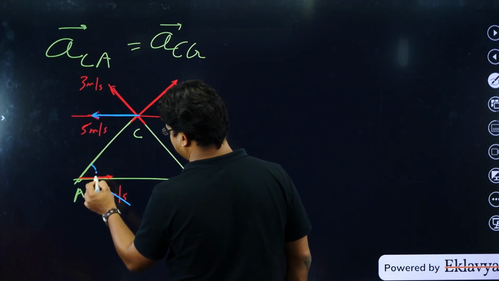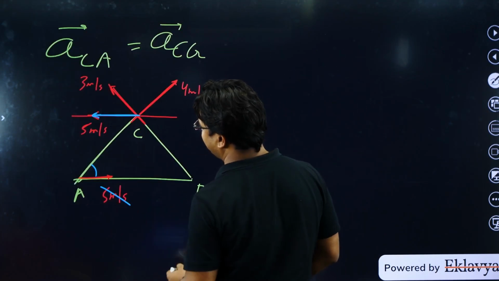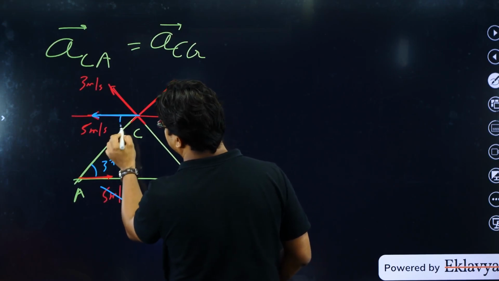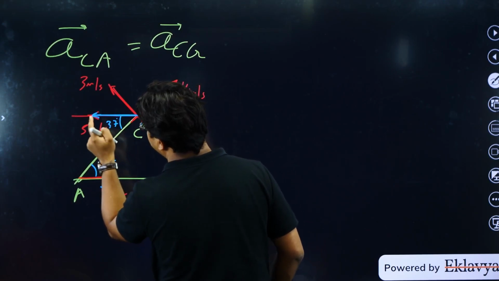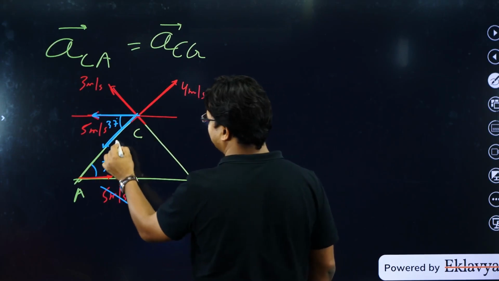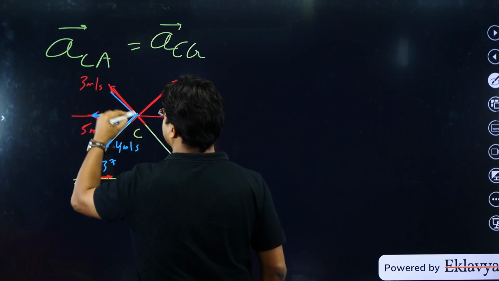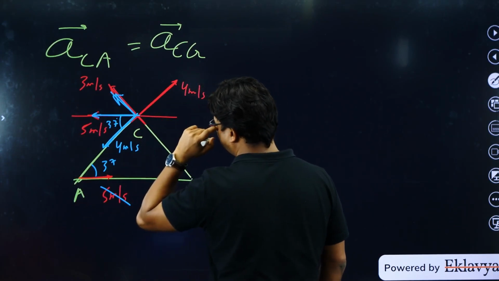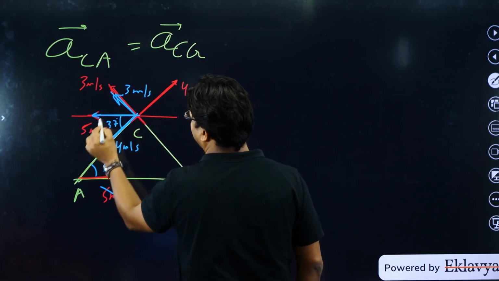This angle was how much? This angle was 37, I believe. 37, right? This angle was 37. So even this angle would be 37. So let's break this 5 cos. In this direction it would be 5 cos 37, so it would be 4 meter per second. In this direction it would be 5 sin 37, 3 by 5, so it would be 3 meter per second. All right, so we can remove this now.